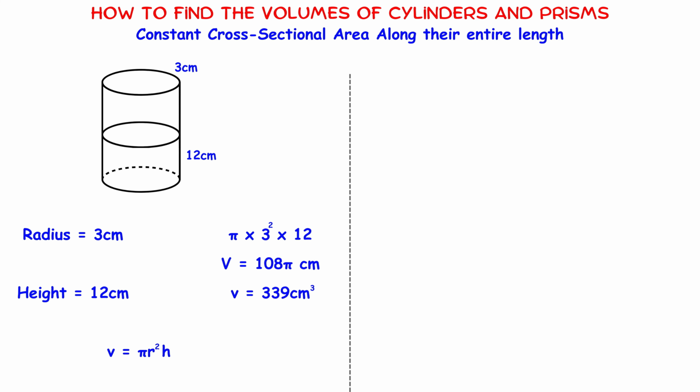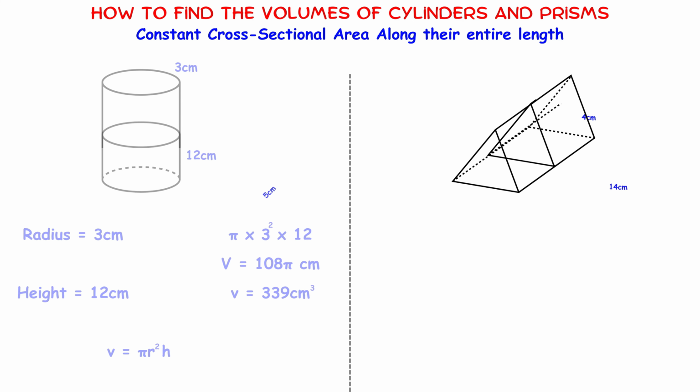To see how these formulas work, let's add some measurements to our shapes and calculate their volumes. So for the cylinder, we can see that it has a radius of 3 centimeters and a height of 12 centimeters. So to work out the cross-sectional area of the circle, we'd do pi times the radius of 3 squared, and then we'll multiply that by the height of 12, which, if we wanted our answer in terms of pi, would be 108 pi centimeters cubed, because 3 squared times 12 is 108, or if we just wanted it as a number, that would be 339 centimeters cubed.